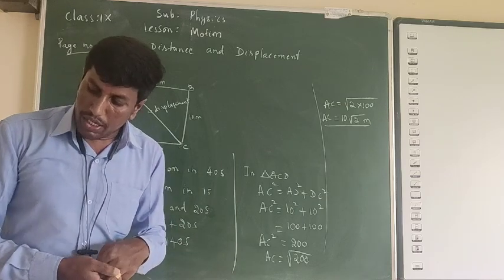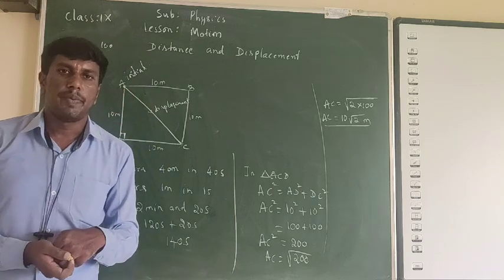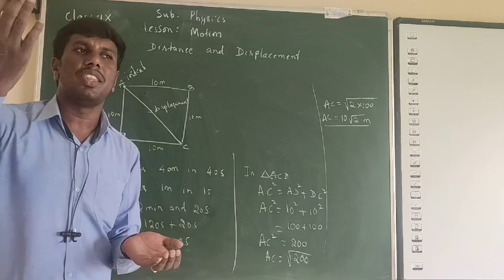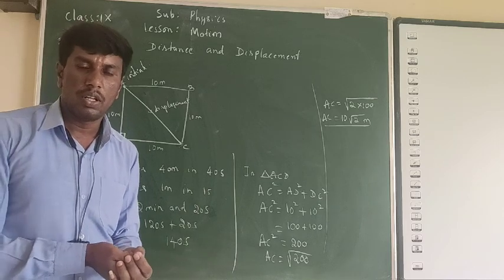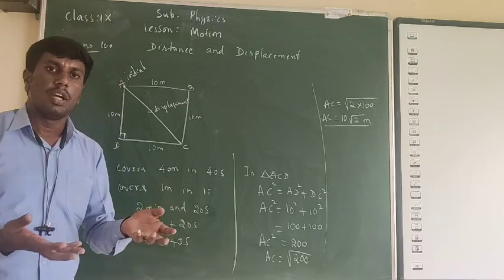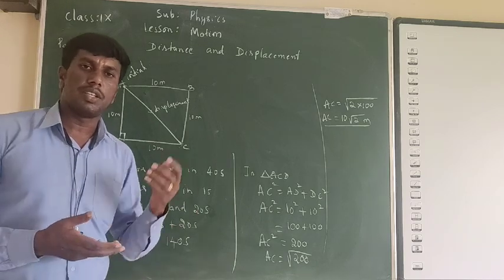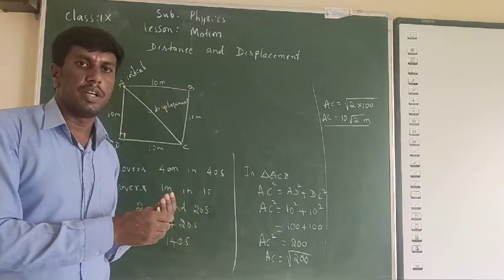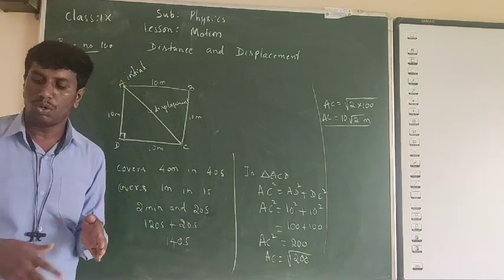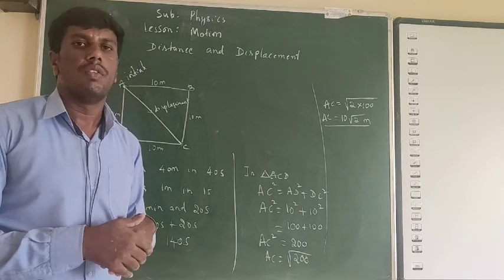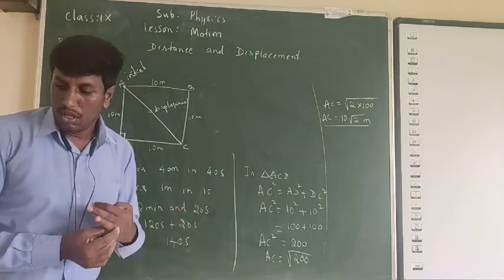Its magnitude is greater than the distance traveled by the object. Is that true? That means the displacement value is more than the distance. Is that possible? No, because displacement is the shortest path. It cannot be greater than distance. Distance may be greater than displacement, but displacement cannot be greater than distance. So that is also false. So both the statements are false. So this is about the questions.